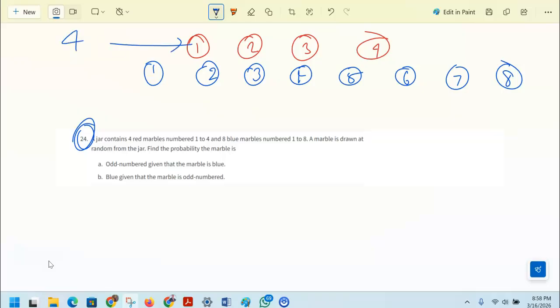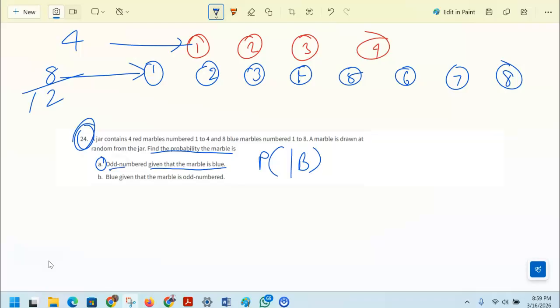these are 4, and 4 blue all together. There are 12 of them. We'll try to do it directly. You pick a marble. What is the chance that, given that the marble you picked is blue already, you know it is blue, it is odd? So this is how it is. See? So now you just have to reduce to this part.